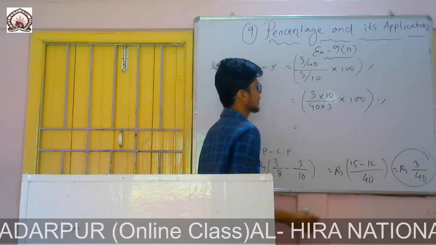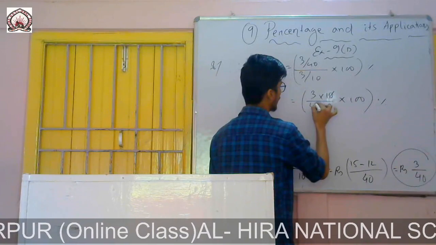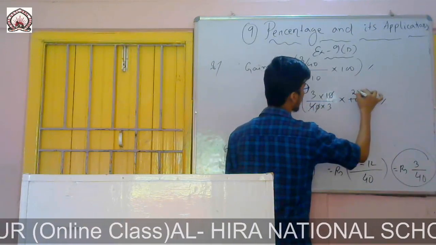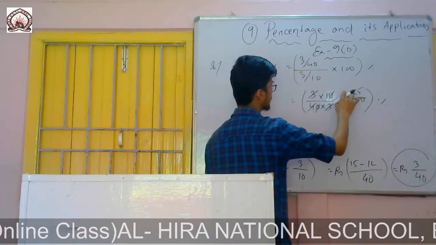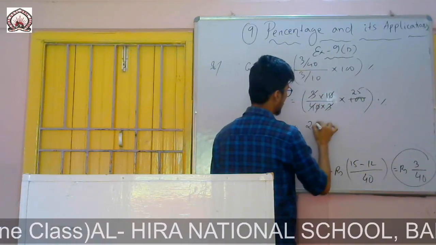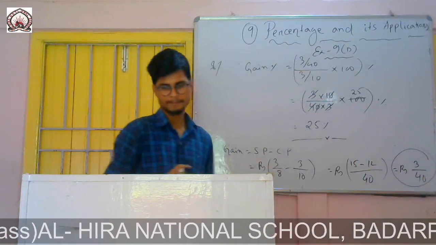So now I can cancel. You see 10 and 10 cancel, 4 25s are 100, and this 3 and this 3 cancel. So there is only 25 left, and nothing else. That means the answer is 25%.